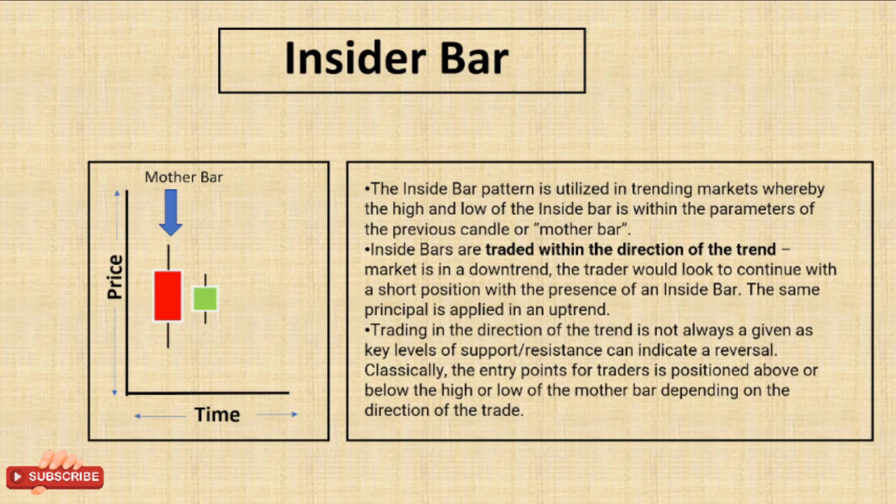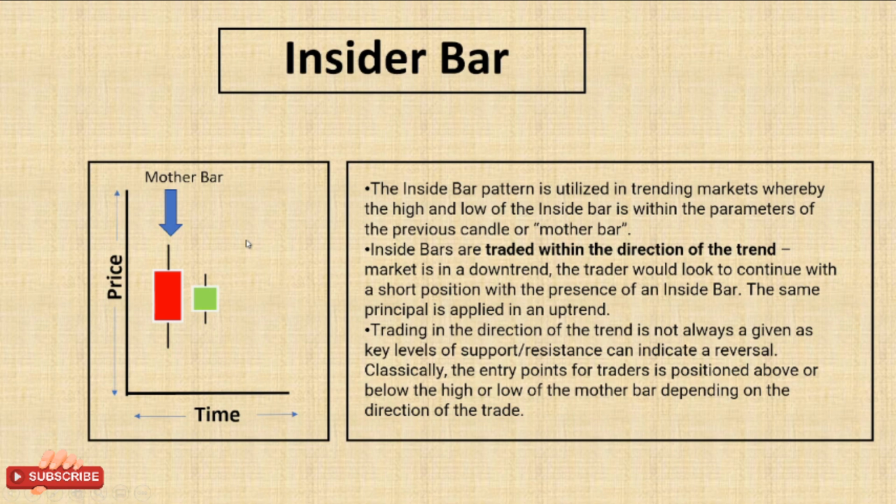So the market is in a downtrend. As you can see, the first is the bearish candle. The trader would look to continue with the short position with the presence of an inside bar. So we'll wait for the inside bar. The same principle is applied in an uptrend. When the market is in an uptrend, there will be a green bar over here and there will be a red bar over here. You have to wait for confirmation, for the price to cross it.